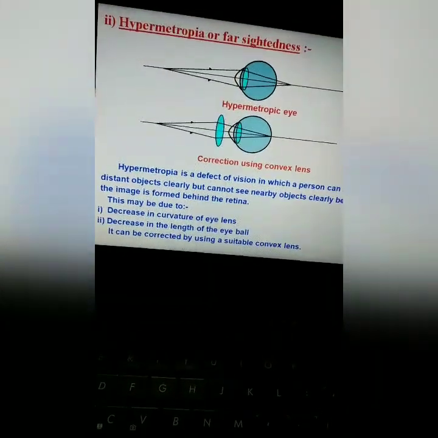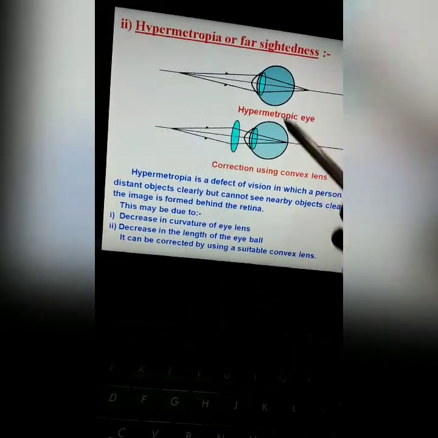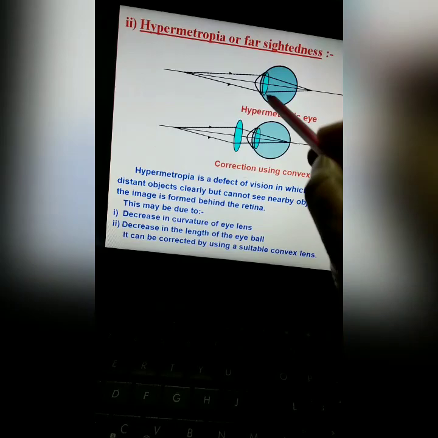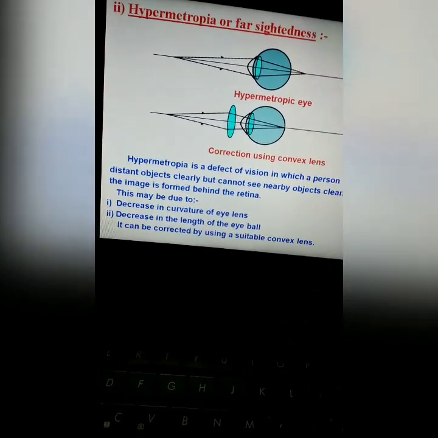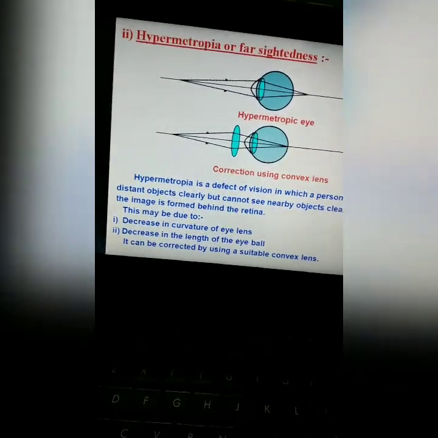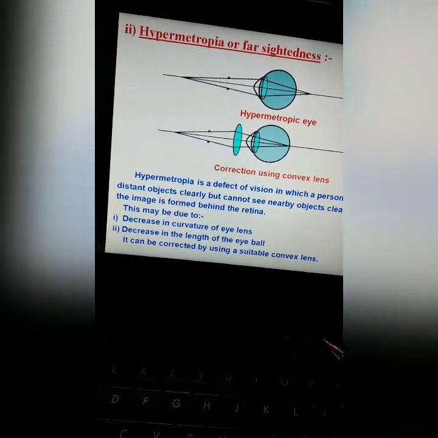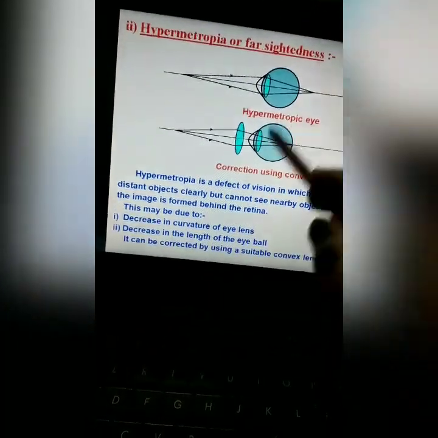Now come to hypermetropia: why is a convex lens used? The eye lens has a focal length, but in this hypermetropic eye, the focal length of the person has increased. So he wants to decrease the focal length to see near objects. So how will he decrease the focal length? If he increases the power. When he increases the power, he adds another lens. Which type of lens?